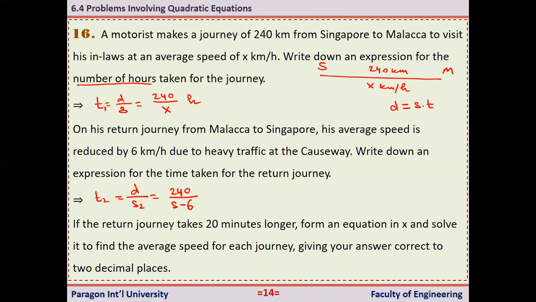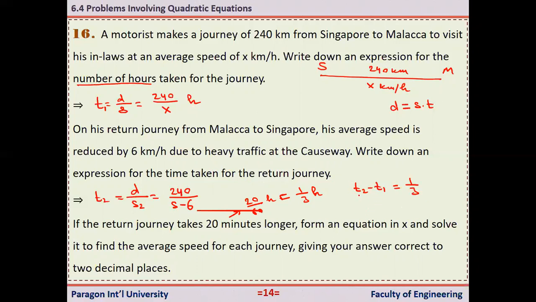Now, if the return journey takes 20 minutes longer, because you are traveling slower, that means it takes longer time. Form an equation in x. So this 20 minutes, everything is in hours. 20 over 60 hours is equal to 1 over 3 hours. So the question is saying that T2 minus T1 is equal to 1 over 3.